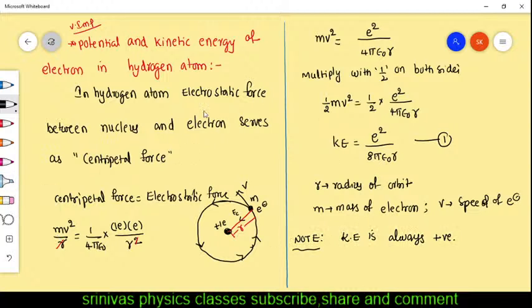Okay, I'm going to erase. Next I am going to derive the potential energy formula, the potential energy of electron in hydrogen atom.